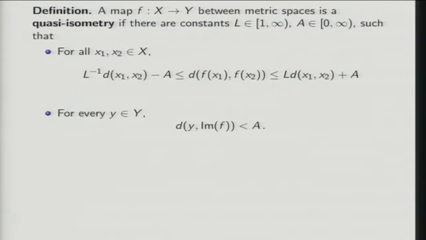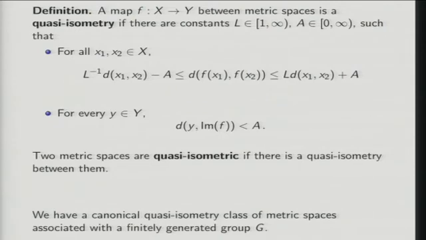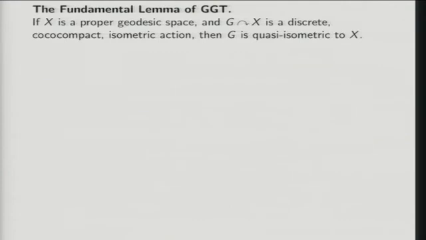Okay, so the point is that we can associate a quasi-isometry class of metric spaces with any finitely generated group, namely the quasi-isometry class of the Cayley graph for any finite generating set. In fact, there are many more metric spaces. There's what I call the fundamental lemma of geometric group theory, which says that if you have a geodesic space, where proper just means closed balls are compact.